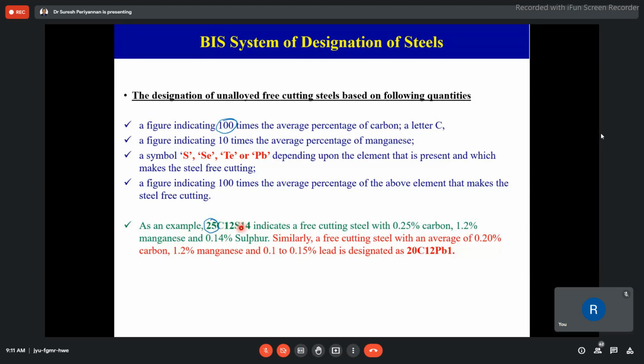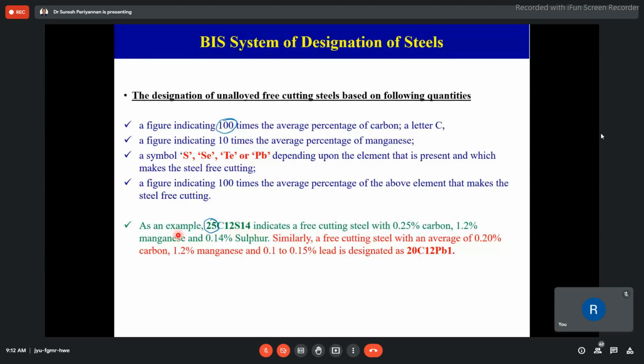Okay, then the symbol S whenever we are getting this. I mean, what is S? Can anyone tell? S, Se, Te, Pb. What is the element name it refers to? Sulfur. Yes, good. Thank you. Se? Selenium. Very nice. Te? Tellurium. Thank you. Pb? Someone else? Lead. Yeah, very nice. Okay, the symbols S, Se, Te, Pb. I mean, these four materials only we are going to consider in the designation of our steel.